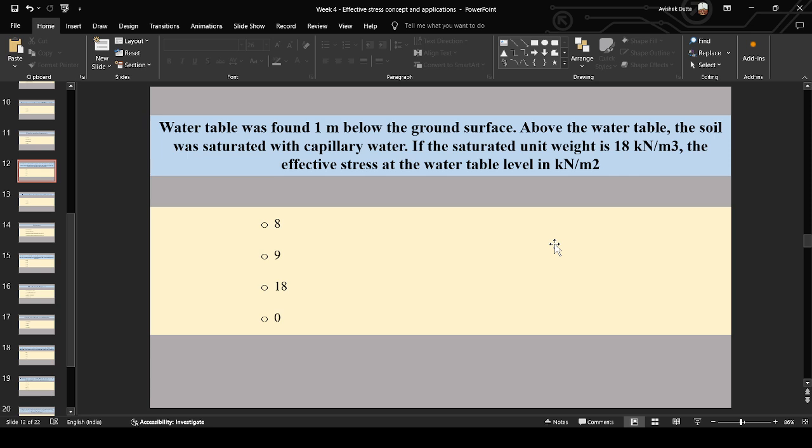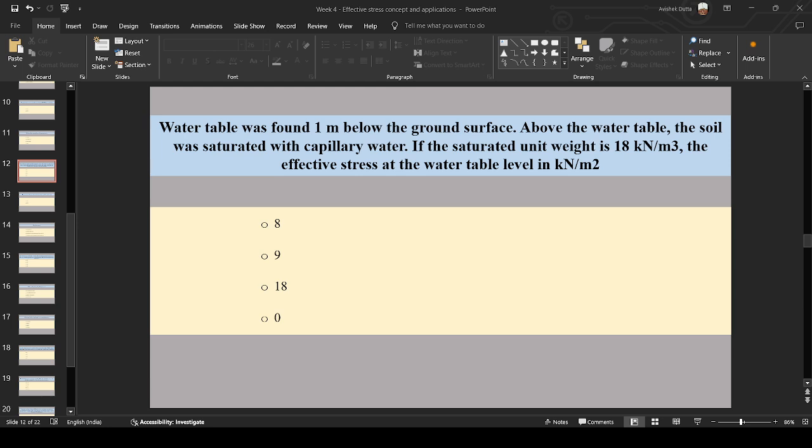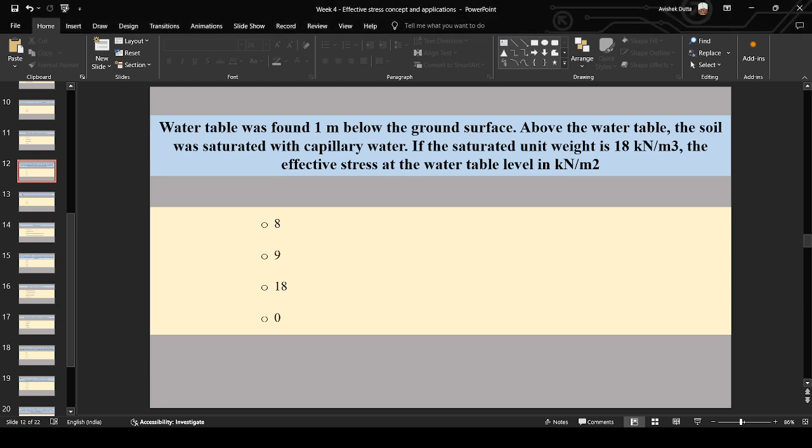I'll repeat the question once. Water table was found 1 meter below the ground surface. Above the water table, the soil was saturated with capillary water. If the saturated unit weight is 18 kilonewton per meter cube, the effective stress at the water table level in kilonewton per meter square is, the options are 8, 9, 18 or 0. Okay. Next question.